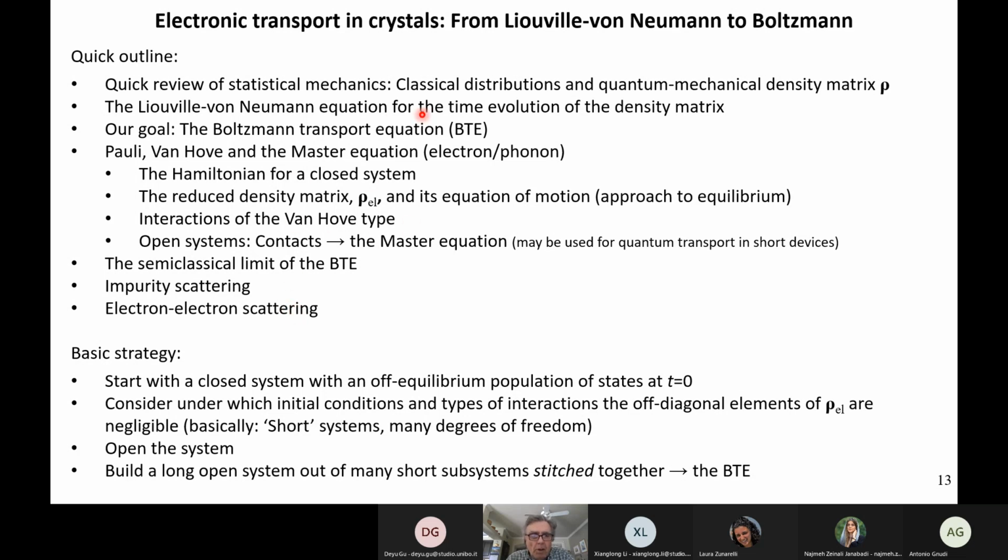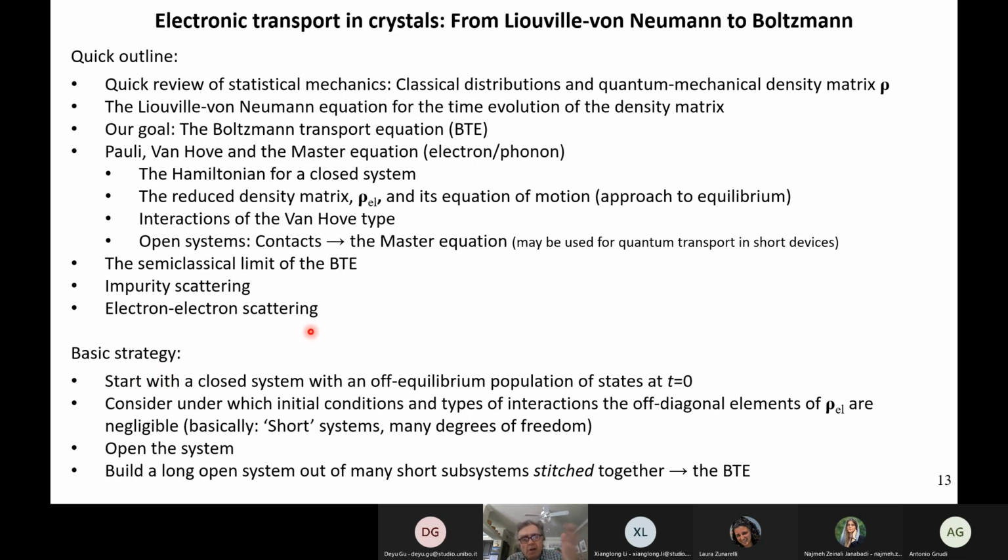So this is a way that we also introduced for quantum transport, but here I want to use the master operator per se in order to derive the collisional operator in the form that Boltzmann derived. The strategy will be a little strange. We start with a closed system.